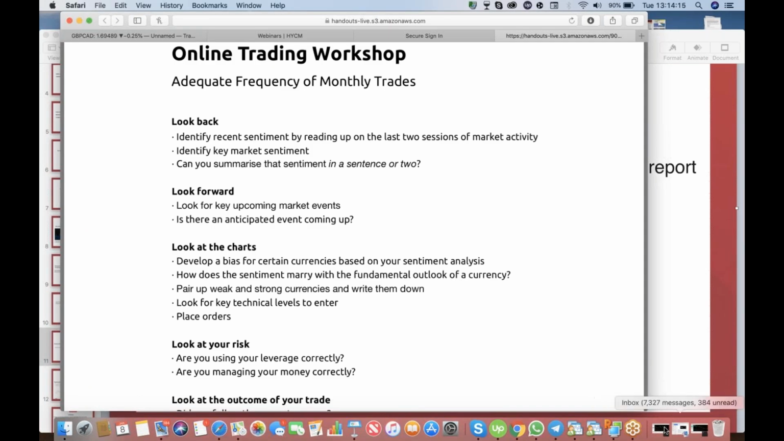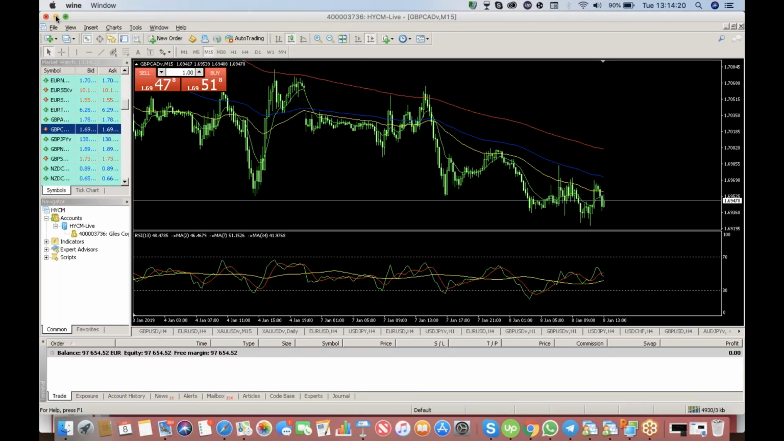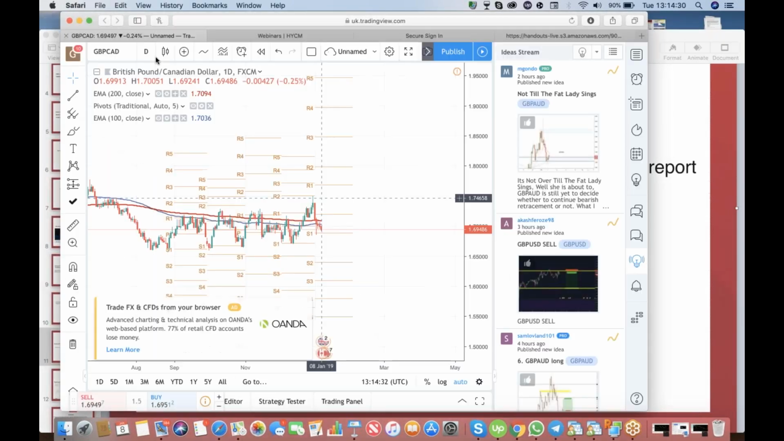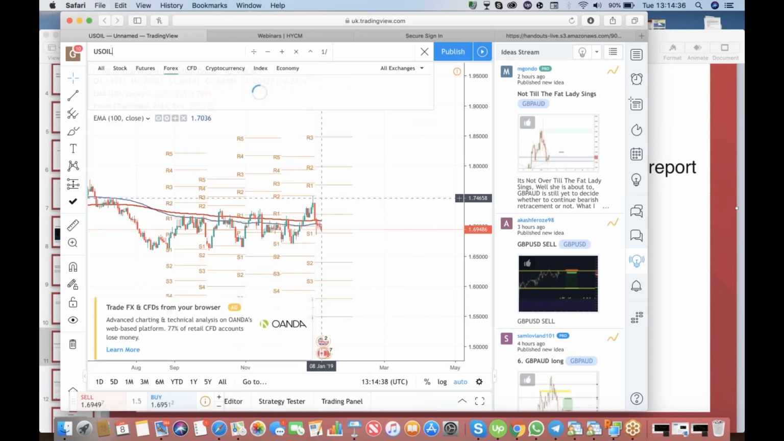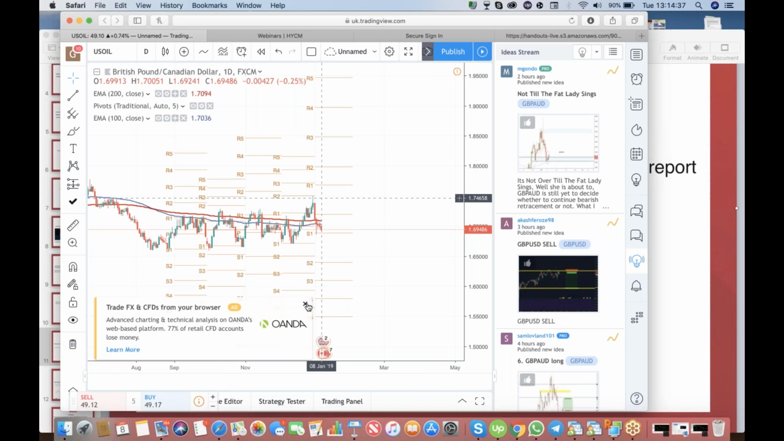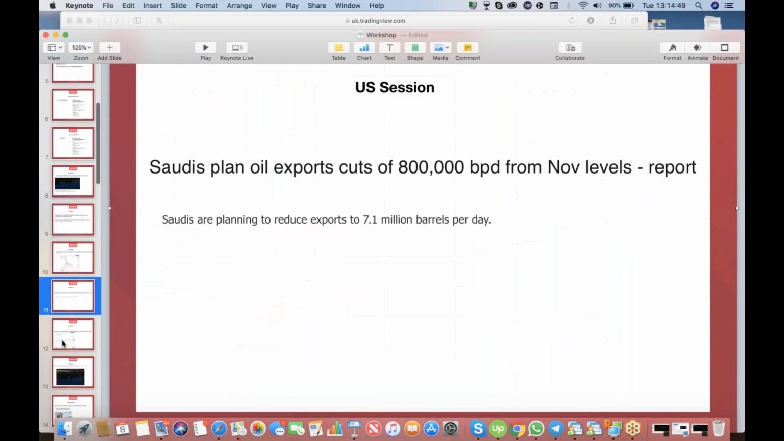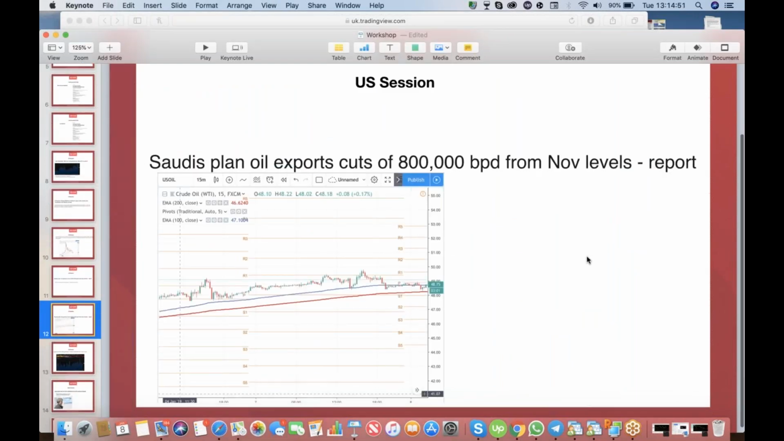Let's see if we've got an oil chart here. Let's have a look. For simplicity, I'll just show you the US chart here. So here is the US oil chart, and this was the result as it came through. This was the news as it came out.